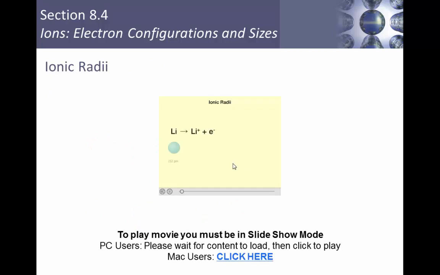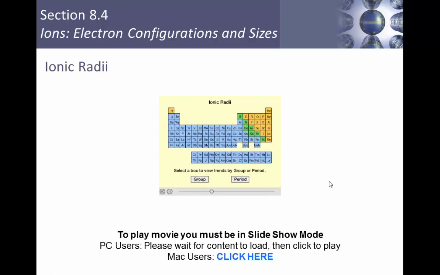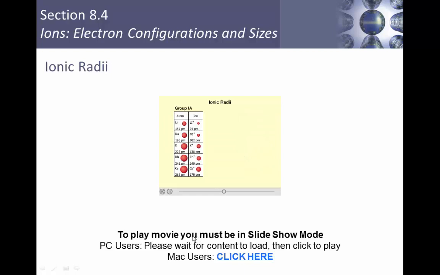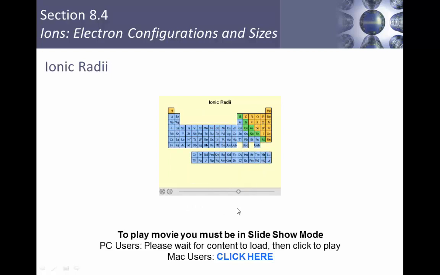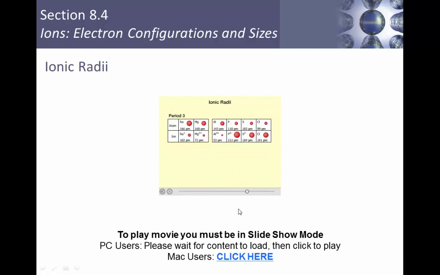Cations are smaller than the neutral atoms from which they originate. Anions are bigger than their neutral atoms. Cations or anions of the same charge increase in size as you go down a group, just as their neutral atoms do. Isoelectronic cations get smaller as the charge increases. Isoelectronic anions show a similar trend, with size decreasing as the charge gets less negative.